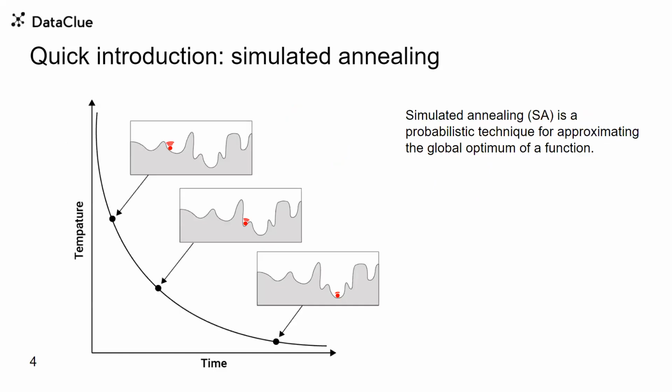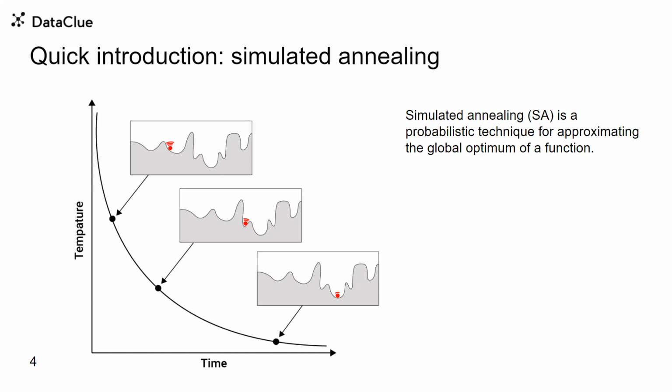Next thing in line, simulated annealing. Simulated annealing is a probabilistic technique for approximating the global optimum of a function. It's historically based on the idea of how metals cool down. As you can see on the left, we have time and temperature. The temperature is monotonically decreasing over time. The idea is you have a fitness function, the gray one you see in the boxes, and the red point is the optimal solution going around, and we're trying to find the optimum.